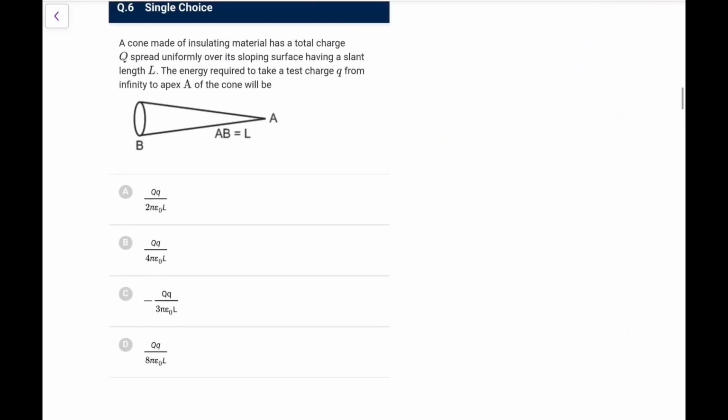Next one, sixth one. A cone made of insulating material has a total charge Q spread uniformly over its sloping surface having a slant length L. The energy required to take a test charge q from infinity to apex A. So work required, energy required, is q delta V. At infinity it is 0. So you simply need to calculate the potential at A.